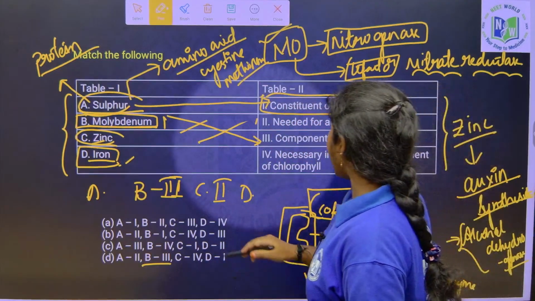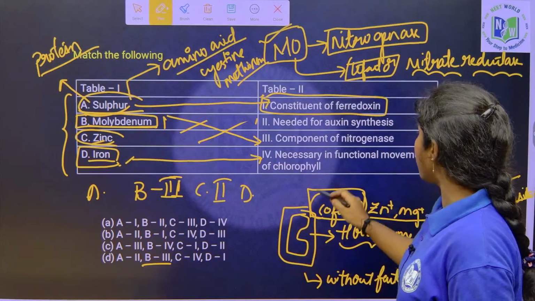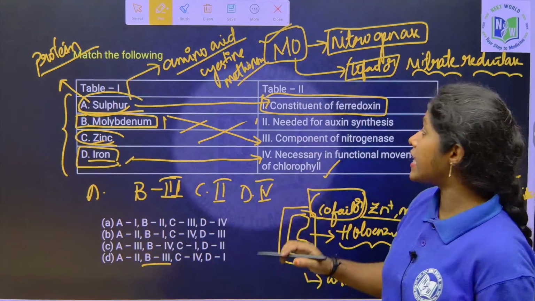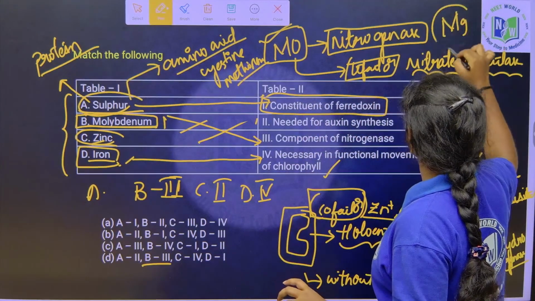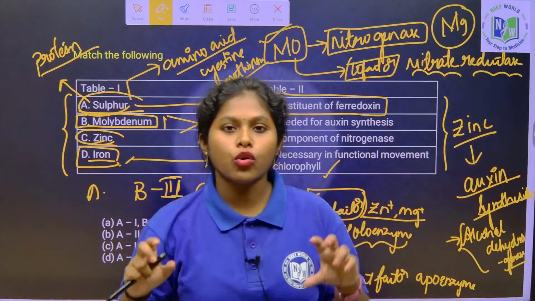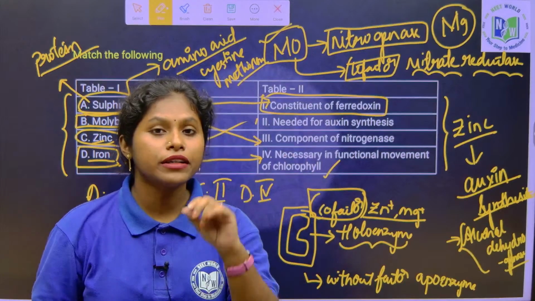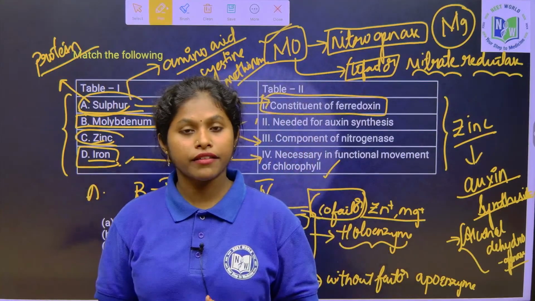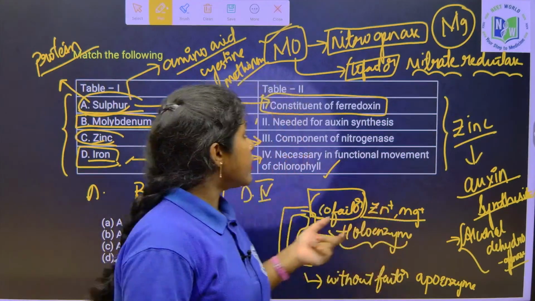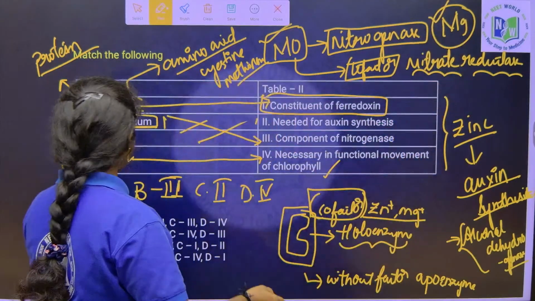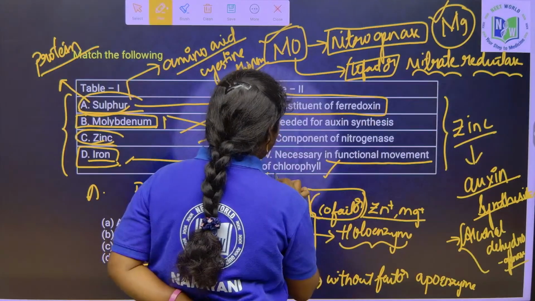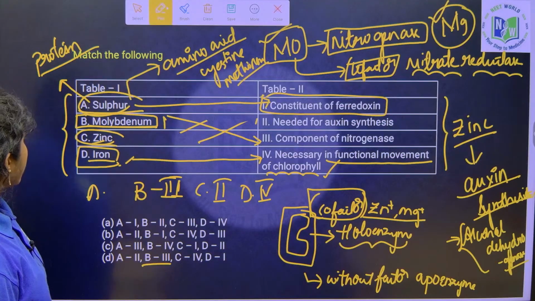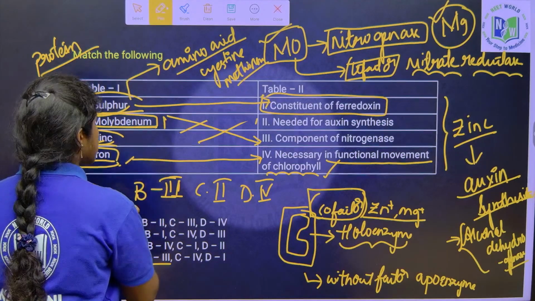Okay, so coming to the iron. Iron is necessary for the functional movement of chlorophyll. We all know that magnesium is the element which is mainly present in the chlorophyll structure as the central metal ion. In the central metal ion, the main element is magnesium. If magnesium deficiency happens, there is no synthesis of chlorophyll, right? So as it is the main element, and iron also helps in the functioning of chlorophyll. By the given answer, D is 4, C is 2, right? And A is 1.